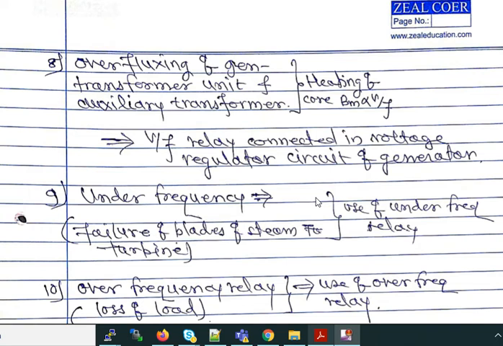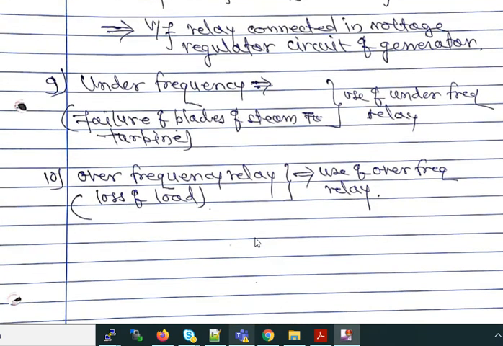Now the next one is the under frequency. The result is the failure of blades of the steam turbine, and therefore we have to use the under frequency relay. Now the over frequency relay, why does this happen?